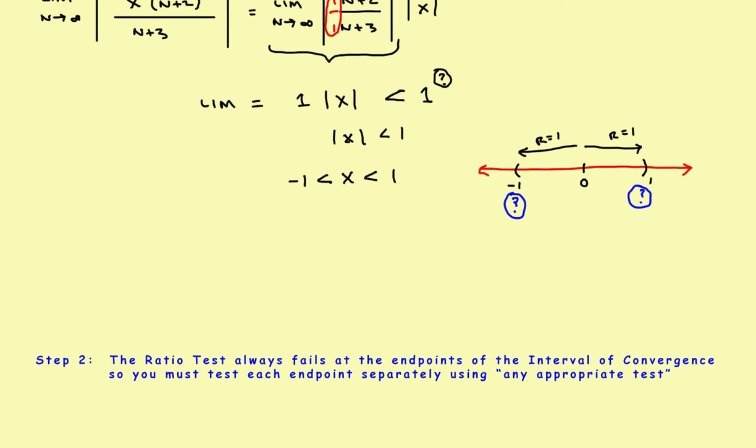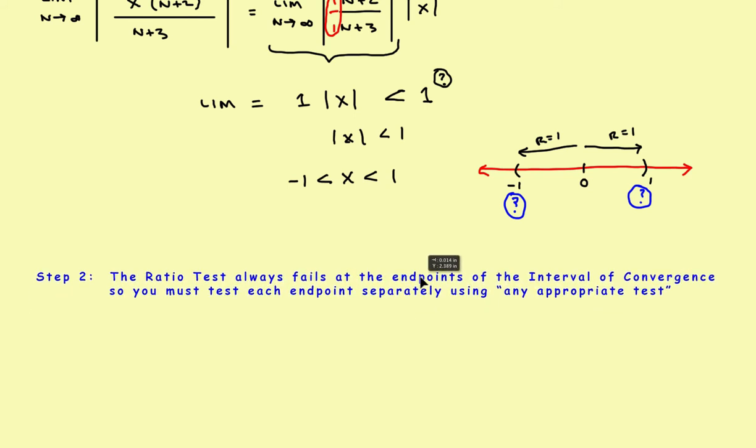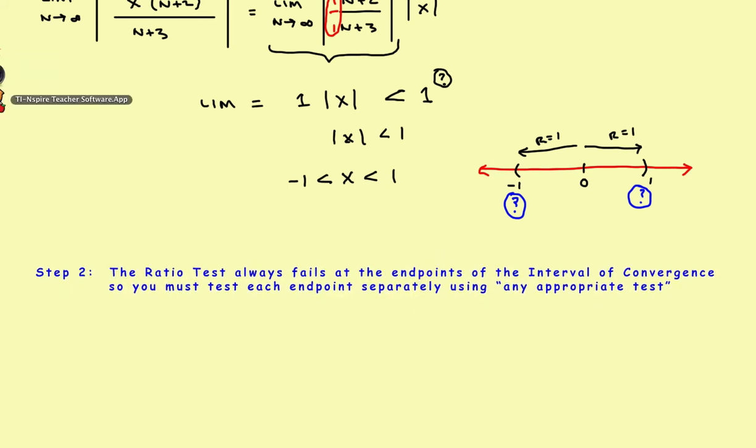So let's do this real quick. We'll scoot this thing up. We've got a little more room to work with. And we're going to go to the second step. Now what the second step says is this: if it fails, you must test each one separately. So you go back to the original problem, and in this case, the original problem was the summation. I'm going to test the left endpoint first. So I'll test the left endpoint.